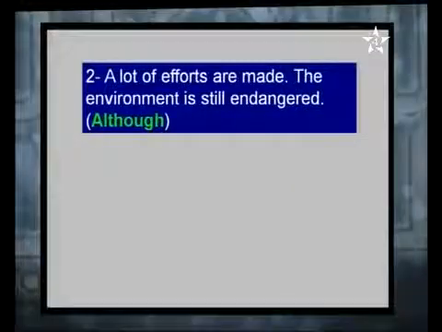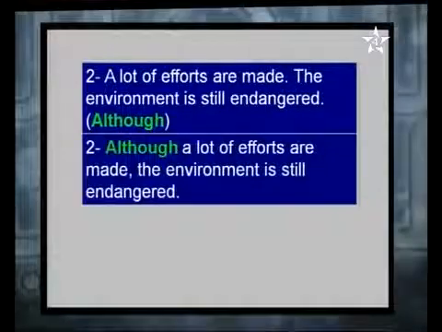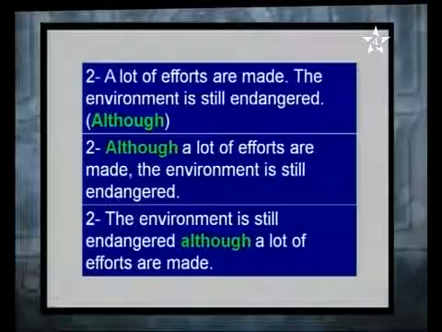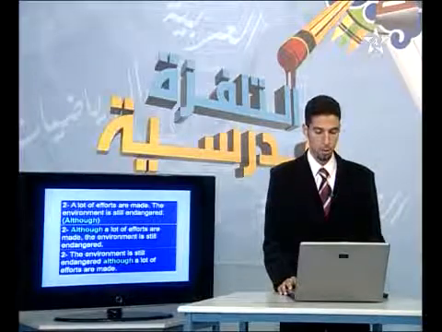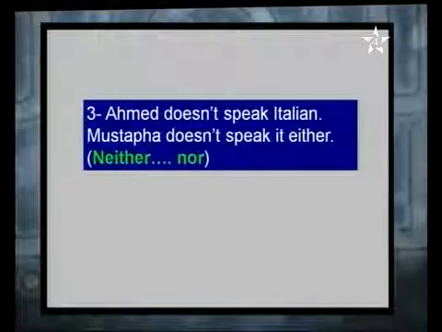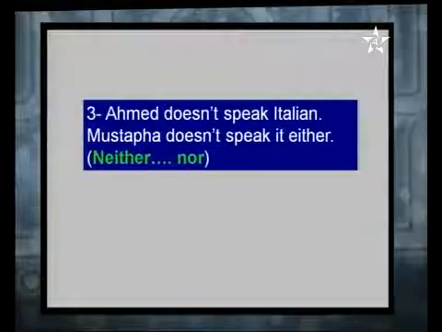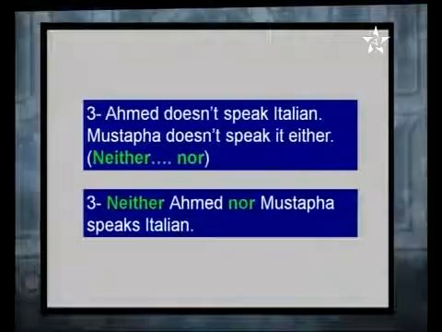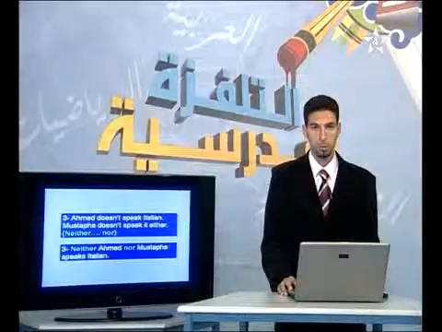Number 2, a lot of efforts are made. The environment is still endangered. Likewise, although a lot of efforts are made, the environment is still endangered. The second case is the environment is still endangered, although a lot of efforts are made. Even though, although, etc. Third sentence, Ahmed doesn't speak Italian, Mustafa doesn't speak it either. So we use this very simple one. You just have to, negative is embedded in neither nor. 3, the answer is neither Ahmed nor Mustafa speaks Italian.